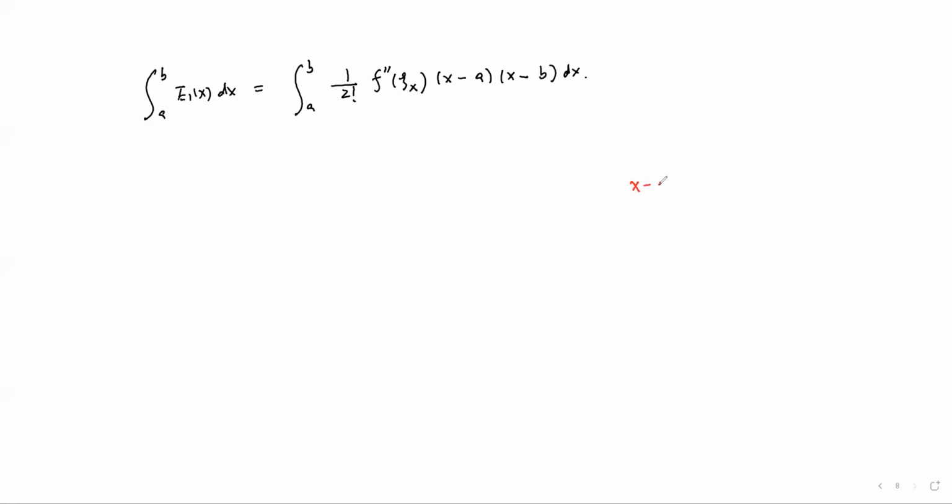Because (x minus a)(x minus b) is always negative over the interval AB, right? For any point x, plug in any point, this product is not greater than 0. Say, let me plug in A for x, then I get 0. Plug in B, I get 0. Plug in a point between A and B, x minus A is greater than 0 and x minus B is less than 0. So for any x in this interval, the product is not greater than 0. The product doesn't change sign.